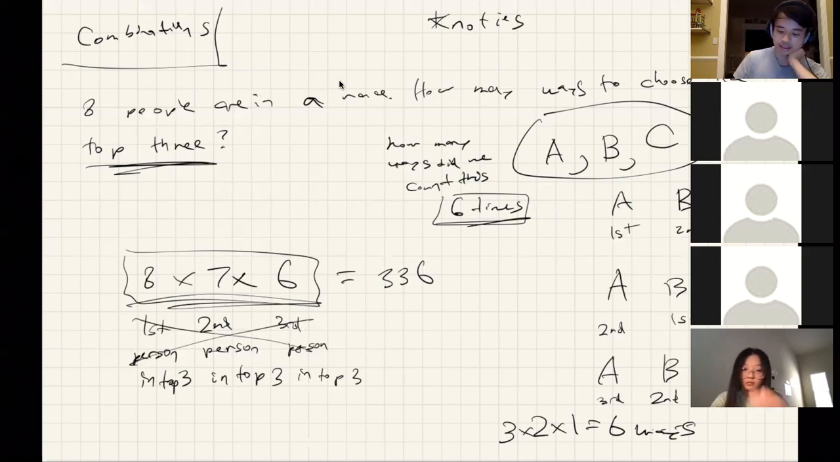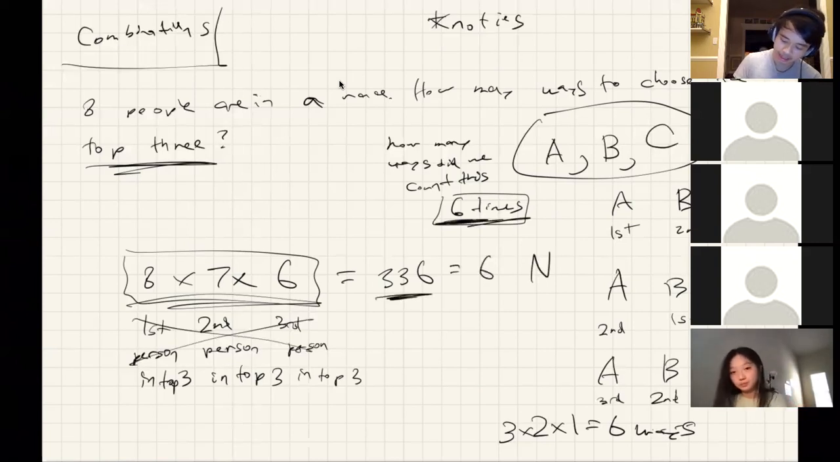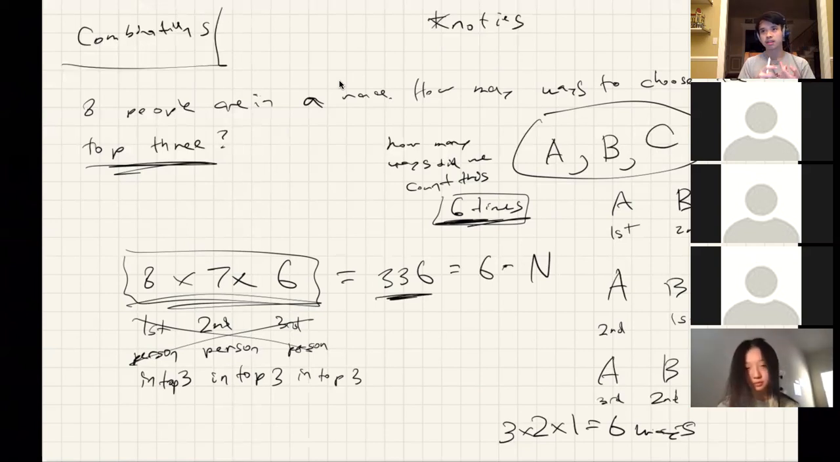So we've counted this 6 times. So this is where division comes in, right? If we let n be the total number of ways we can choose the top 3, then 336 ends up being 6 times what we want, right? Because each thing in n is counted exactly 6 times in our count of 336.